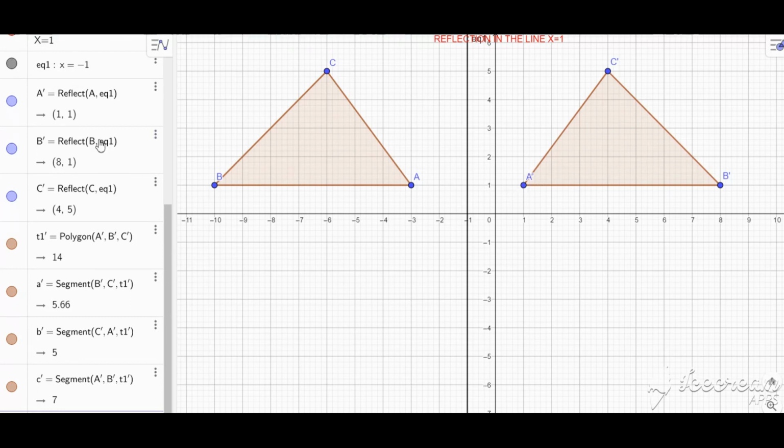Use a similar concept for B. B is 1, 2, 3, 4, 5, 6, 7, 8, 9 units away from the mirror line. So likewise, when I'm trying to find B prime, I'm going to count 9 units away from the mirror line in the opposite direction: 1, 2, 3, 4, 5, 6, 7, 8, 9. And of course, you apply a similar concept to C. C is 1, 2, 3, 4, 5 units away from the mirror line. So C prime will also be 5 units away from the mirror line.